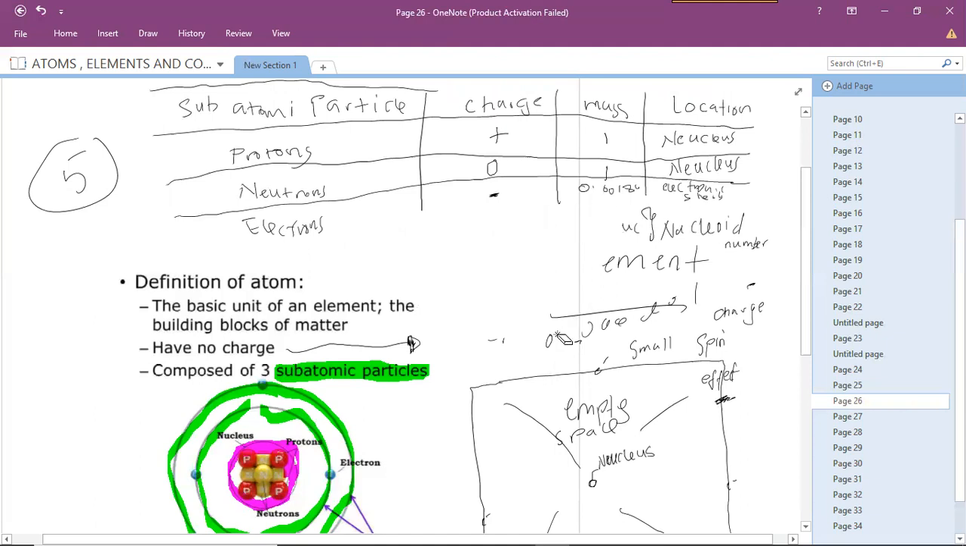All right, so let me repeat that again. Let me actually write it down here.